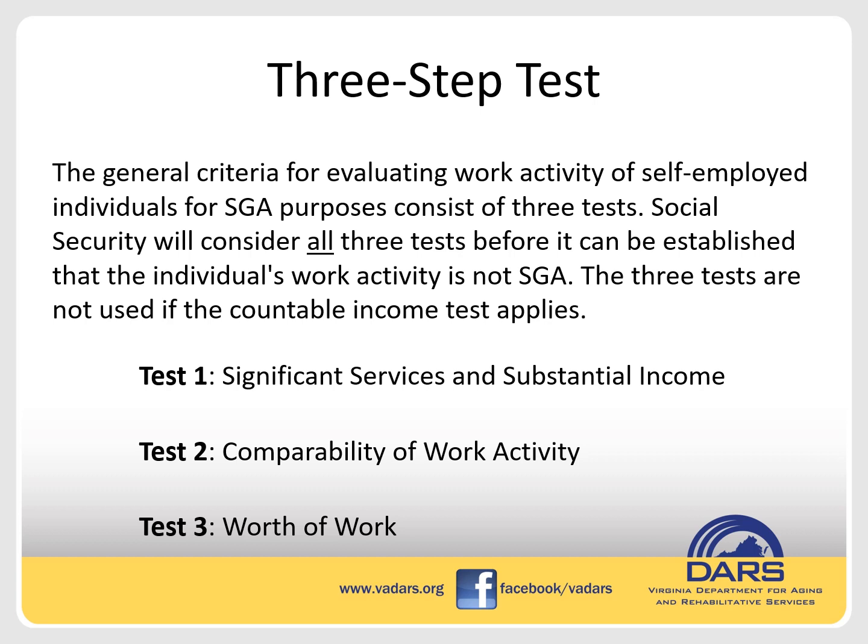But when the 3-step tests apply, Social Security is going to be looking at a couple of things. Test 1 is significant services and substantial income. Test 2 is comparability of work activity. And test 3 is the worth of the work. So what is the value of the work that the client has performed? And in the next couple slides, I'm going to break down each one of these tests and explain in a little bit more detail what they mean.